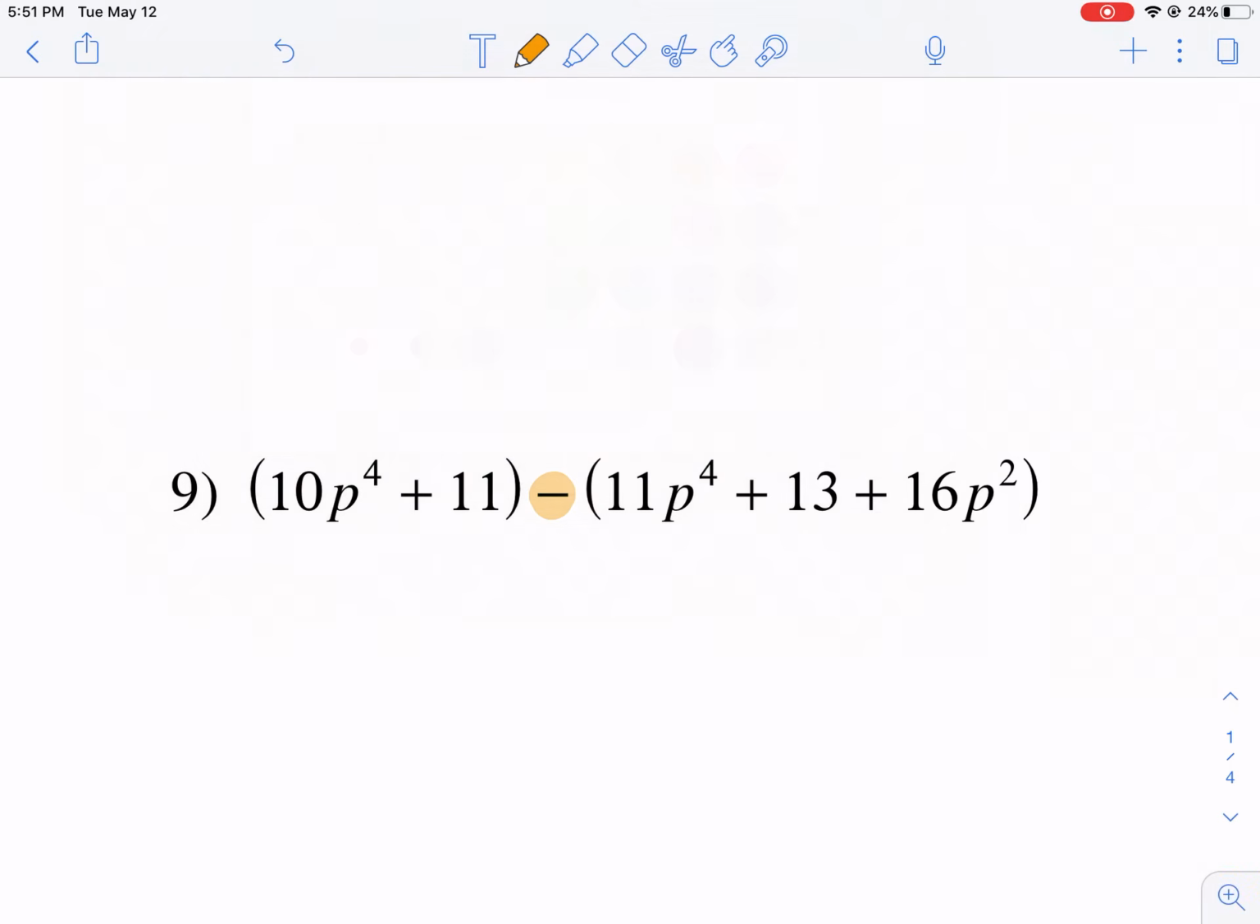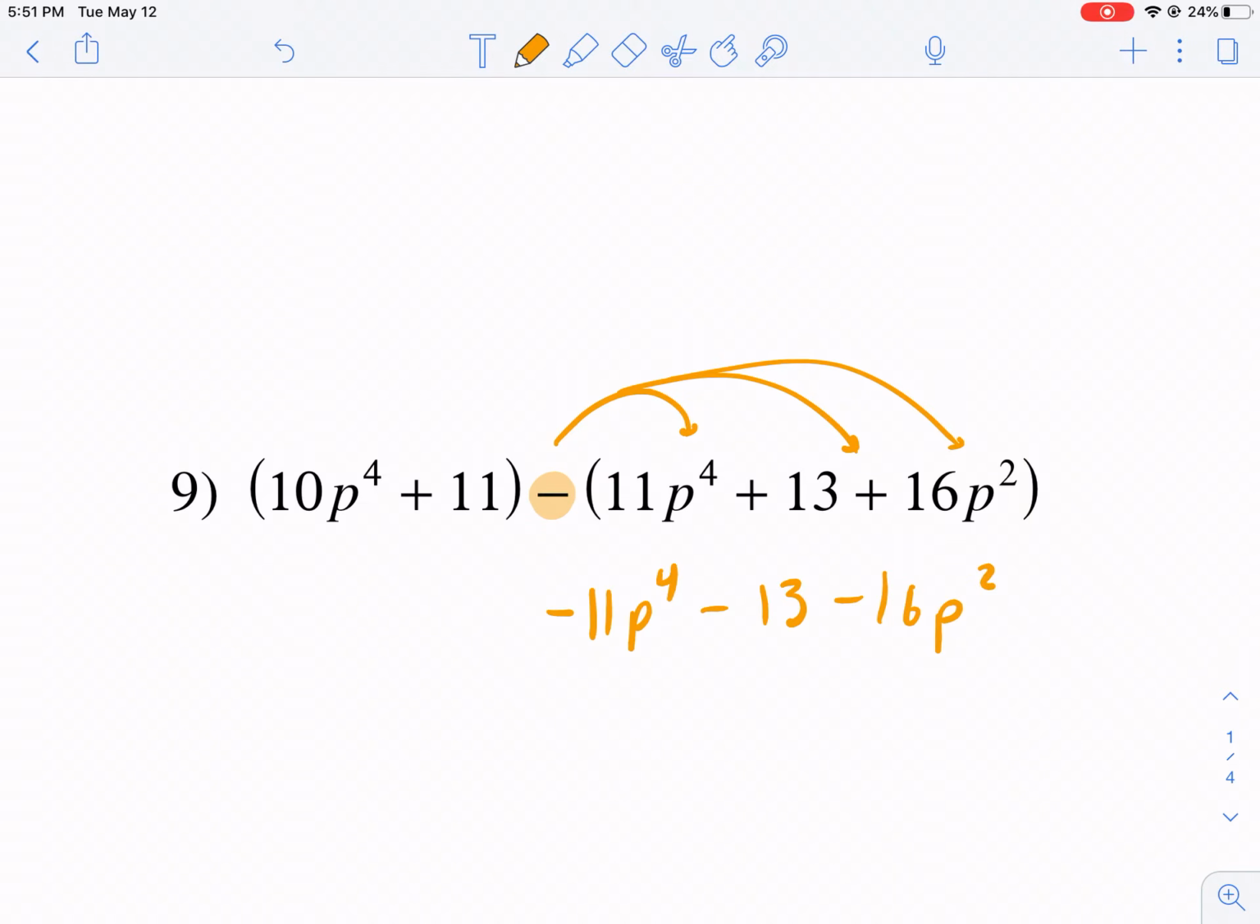So we're going to distribute this to all 3 terms. 1, 2, 3. Actually, that was pretty good. And we're going to rewrite negative 11p to the 4th minus 13 minus 16p squared. It hasn't happened yet, but if there's a minus 13 instead, the minus and the minus become plus. And so essentially you're just looking at changing the signs of everything inside these parentheses to the opposite if there's a minus sign there. Okay?